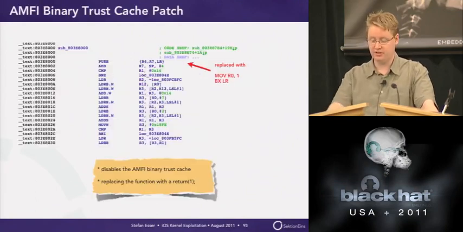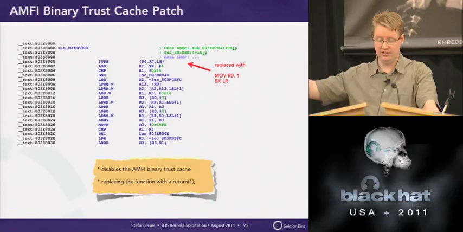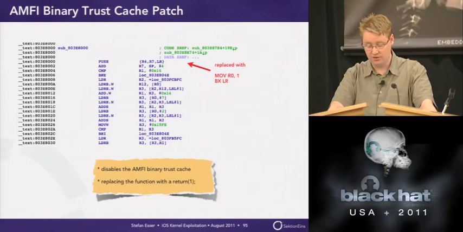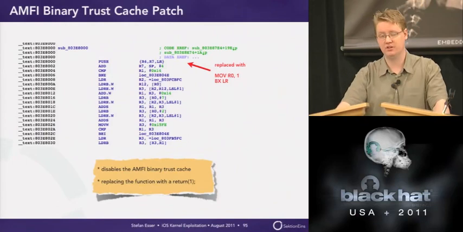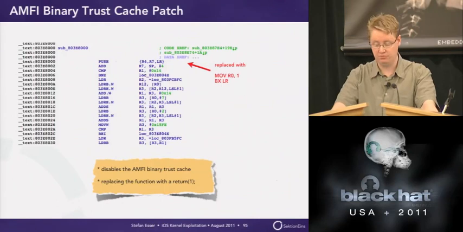Yeah, the next thing that's patched, and if you see the slides from the CD, you will miss this slide because I had a few slides missing when I submitted it to Black Hat. So the next thing that was patched is the AMFI binary trust cache, which is like a cache for all the trusted applications. And comex just replaced it with a return 1 so that it's not used.